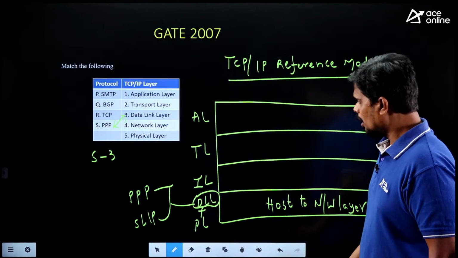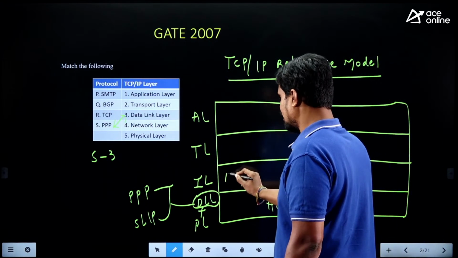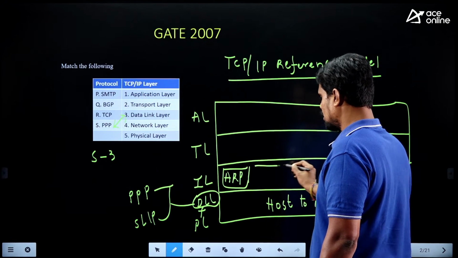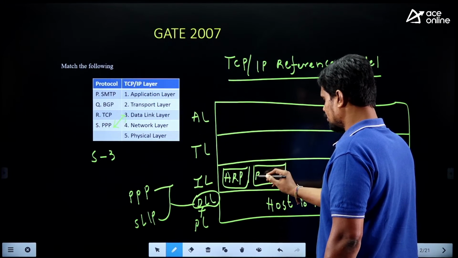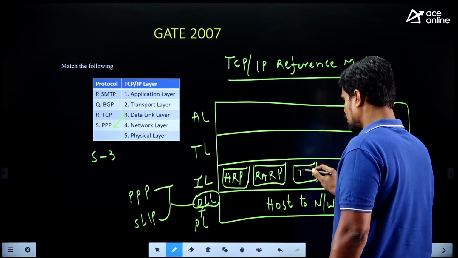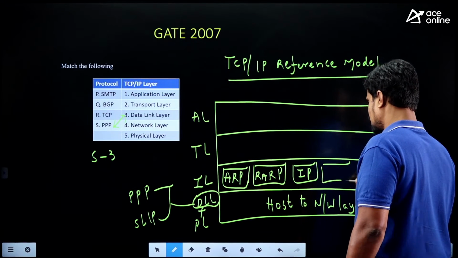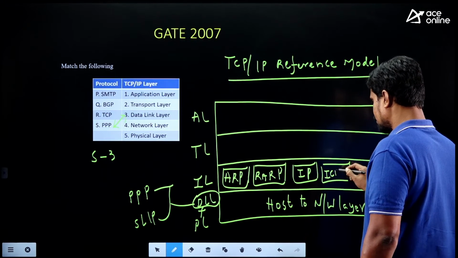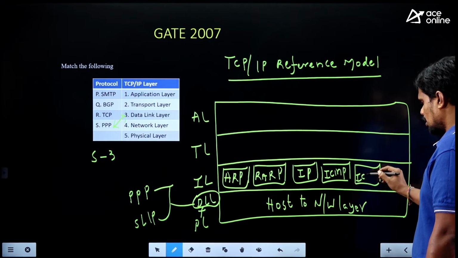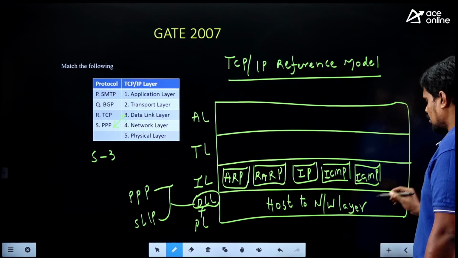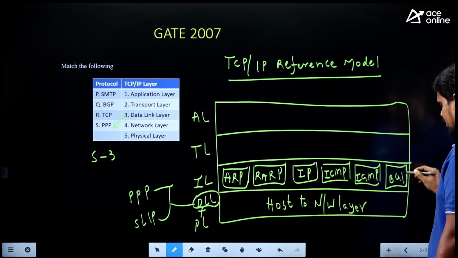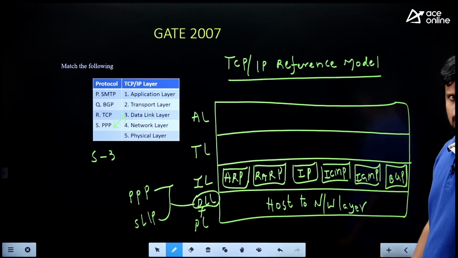Okay. Then coming to the internet layer. As part of this internet layer, we are having the protocols such as ARP, RARP, and we have IP protocol, and we have ICMP protocol, and we have IGMP protocol. So these are all various protocols we have as part of the network layer, right? And BGP. So these are all part of our internet layer, right?